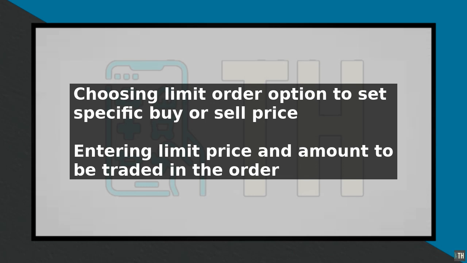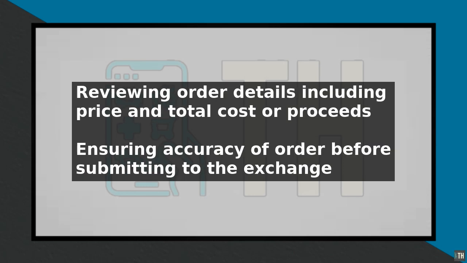Review your order to ensure everything is correct, including the price, amount, and total cost. If you are buying, the total cost will be the limit price multiplied by the amount. If you are selling, the total proceeds will be the limit price multiplied by the amount. Once you have reviewed your order, click the Place Order button to submit it to the exchange.